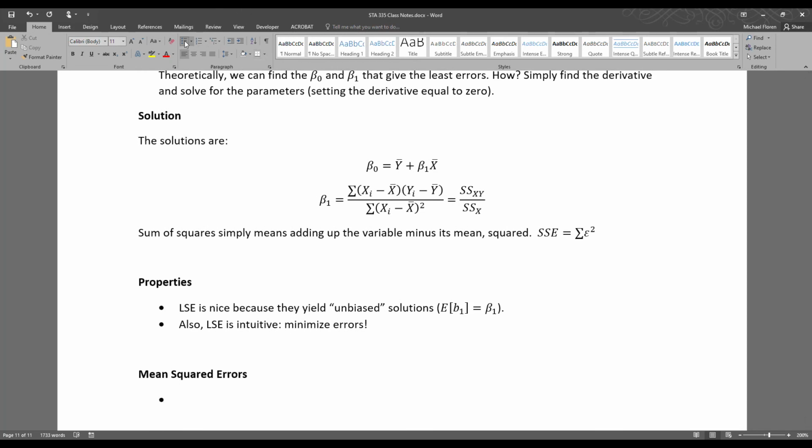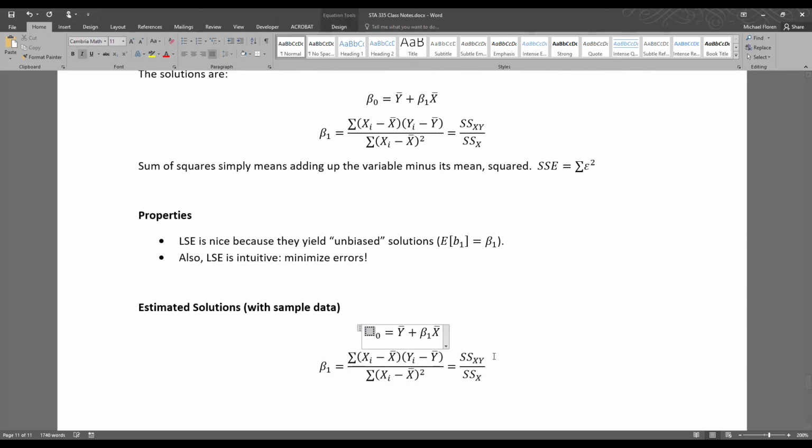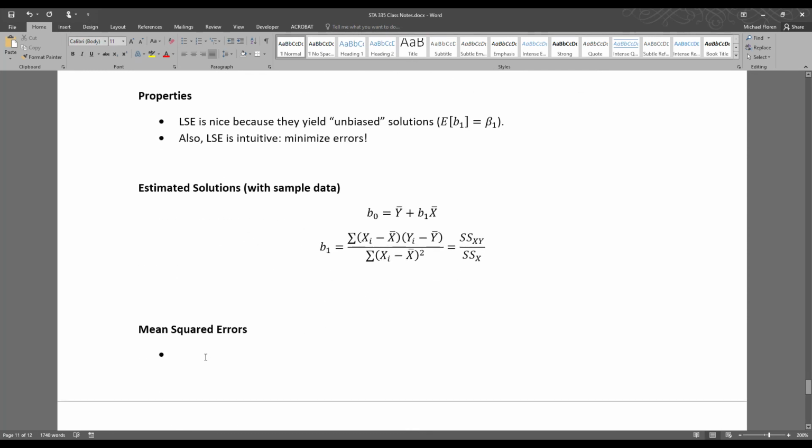So we talked about estimating three different quantities. We talked about estimating B0, B1, and again, these are estimates. So these equations, I guess we can copy them over and write them as the estimates. So with sample data, if we're calculating these, no longer are they beta 0 and beta 1, these are b0 and b1. And all that's changed is that we're using sample data instead of population data.